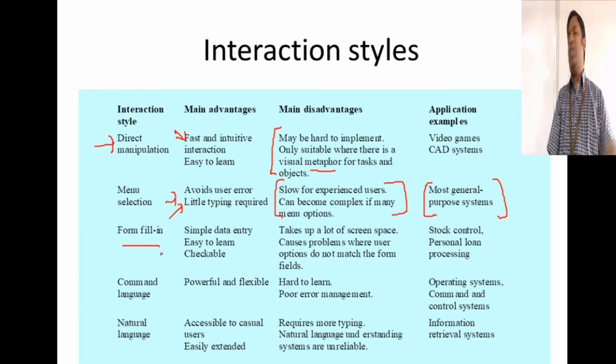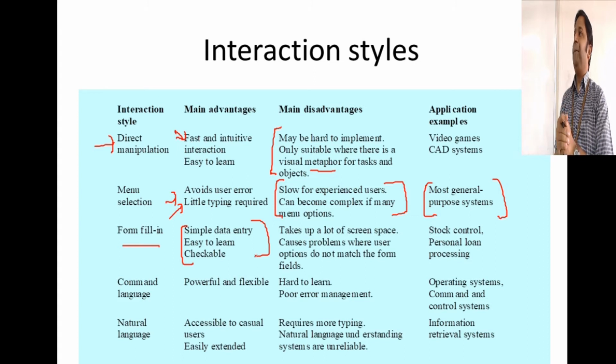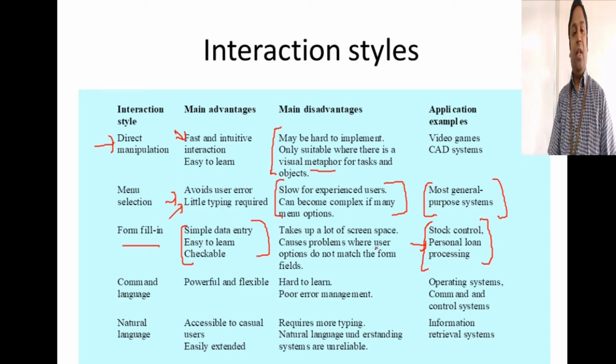Form fill-in. For almost every system that you are seeing there, there's a form fill-in and it's very easy. We get the data in the format that we require from the users. But what are the issues with form fill-in? Users may enter the wrong data in the right fields. So you'll get a lot of issues and they have to re-enter the data. Personal loan processing systems use form fill-in. Command language interface, yeah, it's very powerful and flexible. You can run any type of commands. But you have to be a very good techie to use a command line interface.